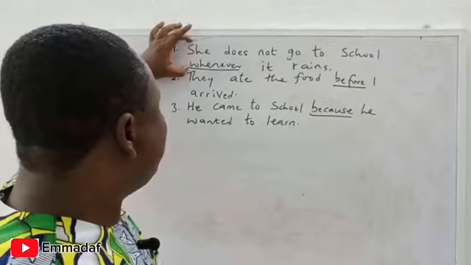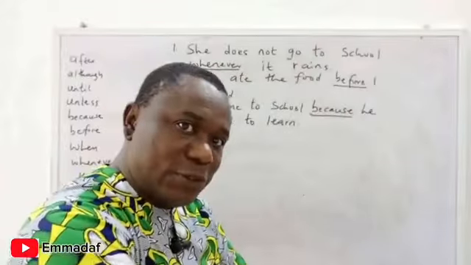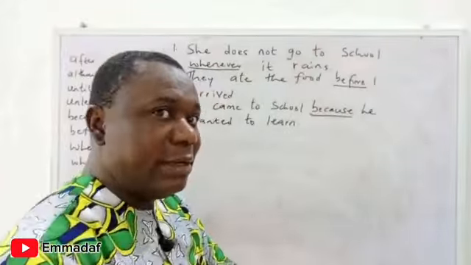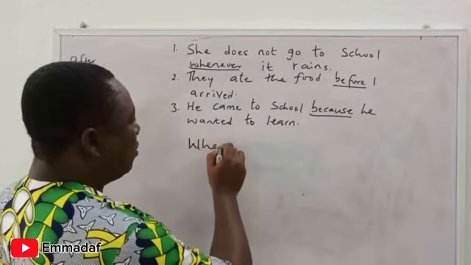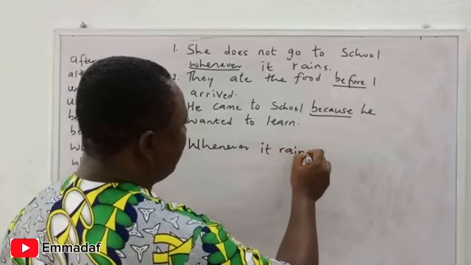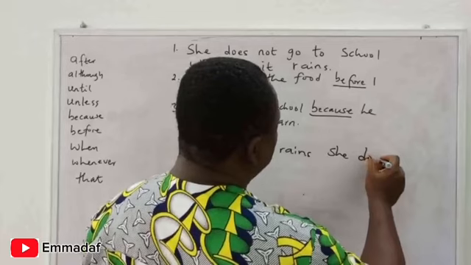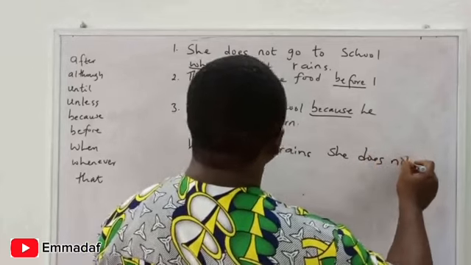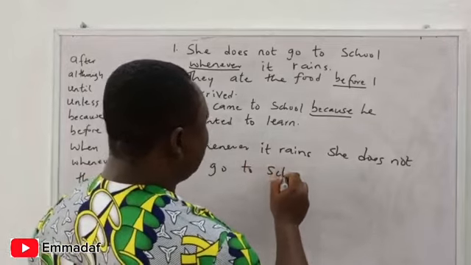So if we want to vary this, we can bring the subordinate clauses first and then make the main clauses follow. Whenever it rains, she does not go to school.